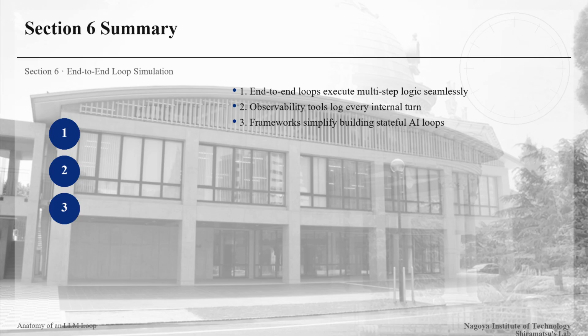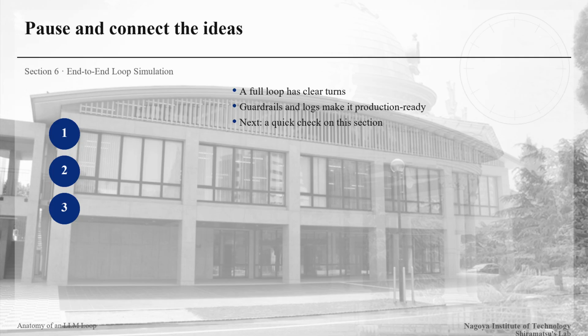Section 6 takeaways. End-to-end loops handle multi-step logic. Observability logs each turn, and frameworks simplify stateful agents. Pause here. A full loop has clear turns, and guardrails plus logs make it production ready. Now the final section check.